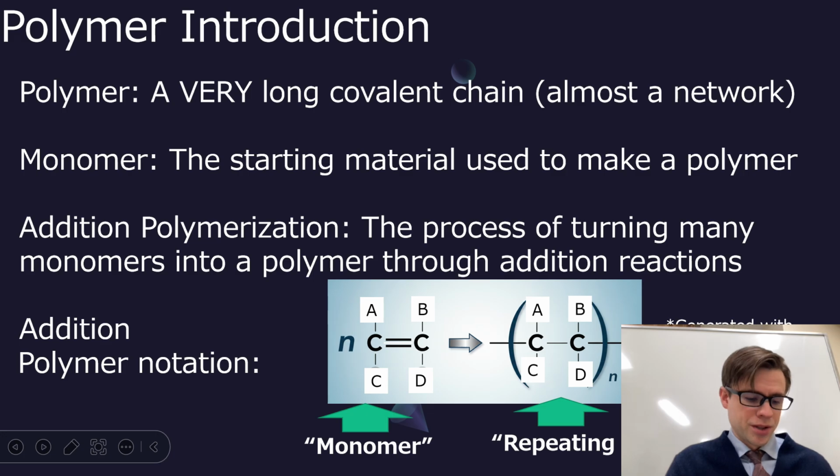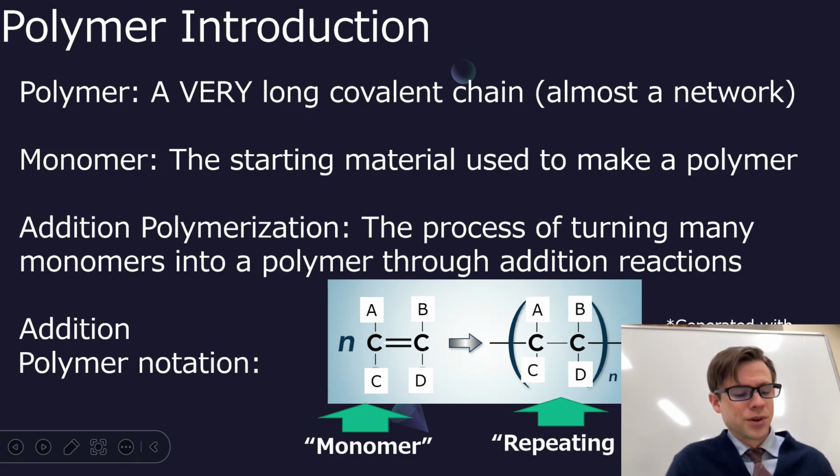So, polymer introduction. Polymer, what is it? It's a very long covalent chain. It's almost a network, kind of. We're talking about hundreds of thousands of usually carbons linked in chains. Compare that to trillions, trillions, trillions. It's much, much less than a full network, but it's much more than the 2 or 3 or 4 or 5 atoms we might have bonded together in a molecule. You still could think of these as molecules, but they're often referred to as polymer chains.